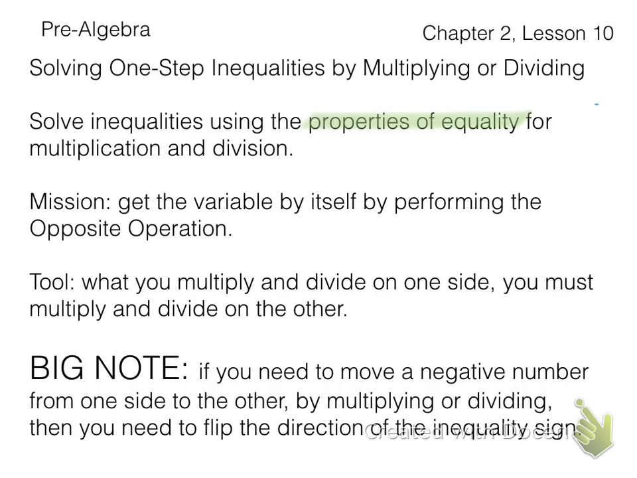So here's the big thing, though. Unlike addition and subtraction, there is a catch when it comes to multiplying and dividing by negative numbers when you're dealing with inequalities. Obviously, this isn't a problem with equal signs, because an equal sign is an equal sign, but inequalities go different directions. So, big note: if you need to move a negative number from one side to the other by multiplication or division, then you need to flip the direction of the inequality sign. And here's why.